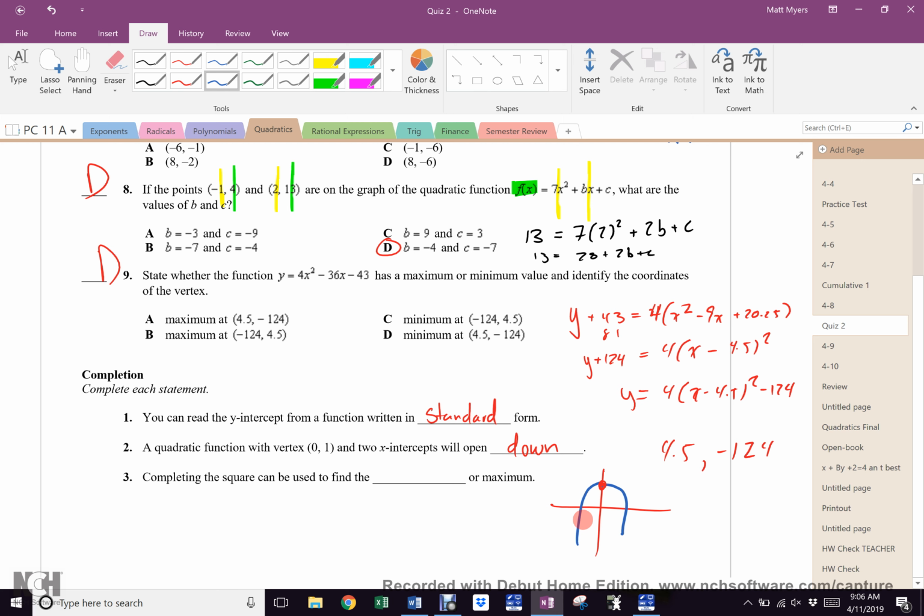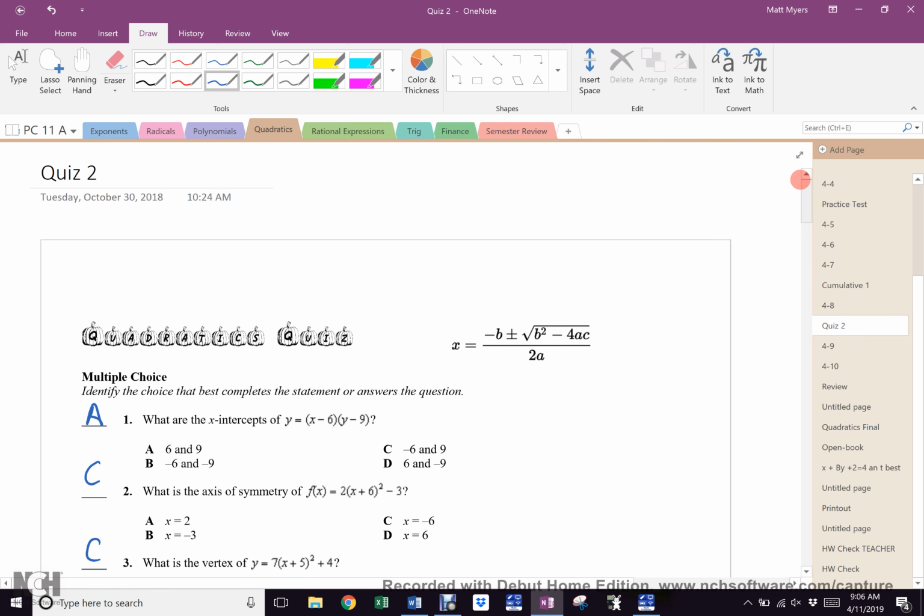And lastly, minimum. So, out of 12, give yourself a mark. By your applause, how many people have a B or better? That's 9 or better. Yay!